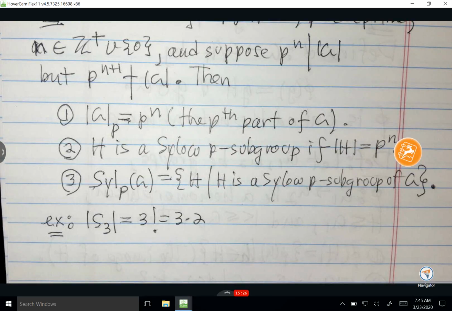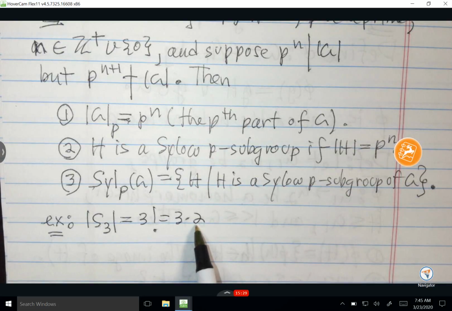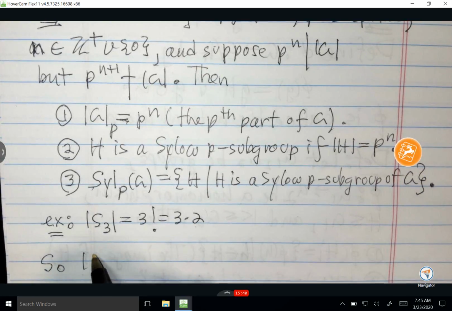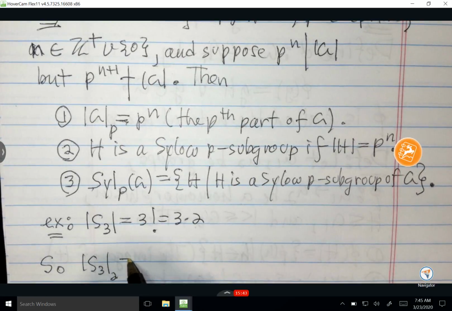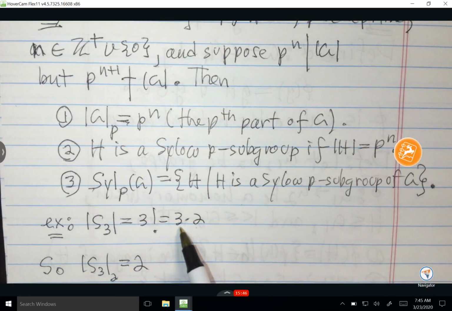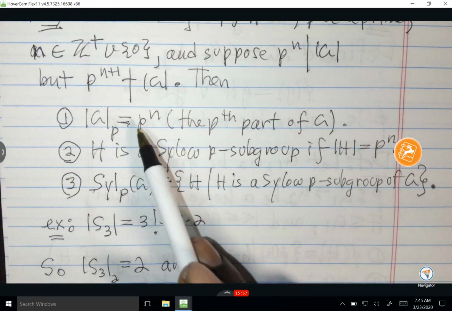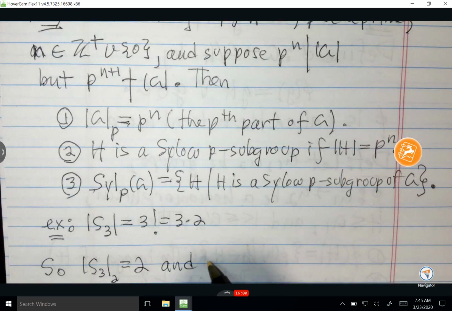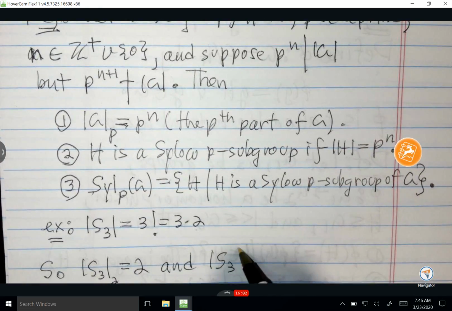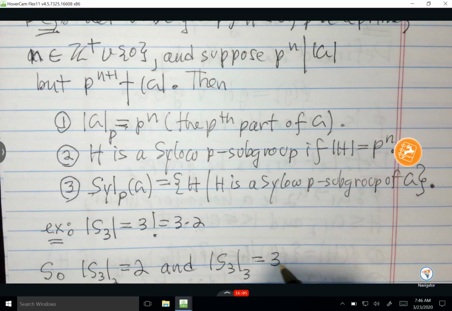Okay? So, if you look at the highest power of 2 that divides the order of S3, you can see right here it's 2. 2 squared won't divide 6, but 2 does. So the 2nd part of S3 is 2. And if you look right here where the pen is, you can see the highest power of 3 that would divide the order of S3 is just 3. And so you can say, using the notation above, the 3rd part of S3 is 3.